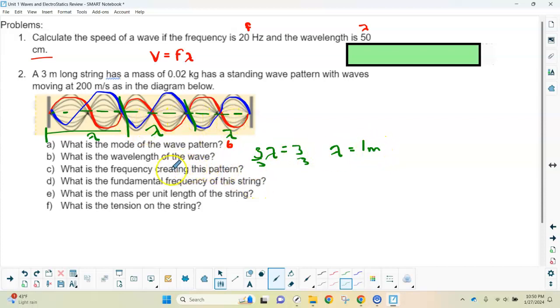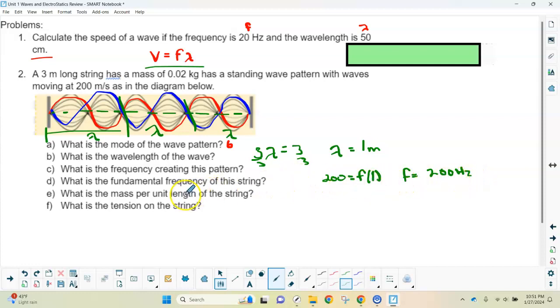That makes sense. What's the frequency creating this pattern? You use this equation again, v equals f lambda. So if v in this case is 200, and f is what we're looking for, and lambda is 1, because we just said that the wavelength is 1, then the frequency is actually 200 as well. So 200 hertz is what is oscillating the string for this example.